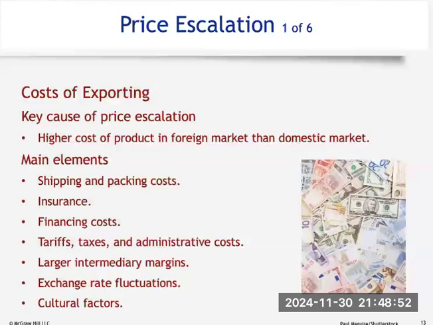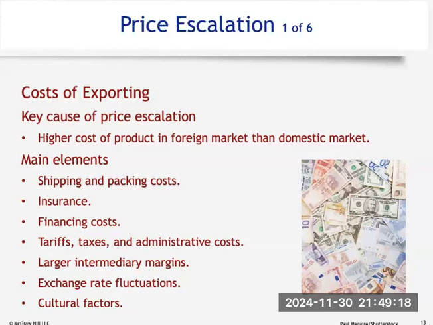One of the things you have to consider is if you're going to export, this obviously is going to add to the price. You're going to pay shipping costs, tariffs, insurance and security, financing costs and taxes, and all of these things have to go into pricing. How much is it going to cost me?